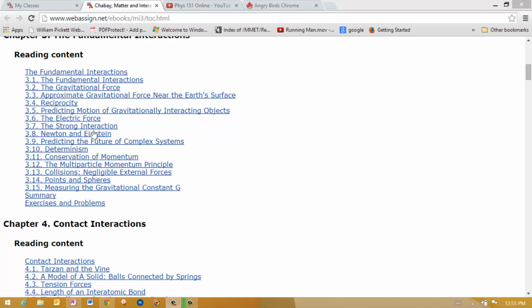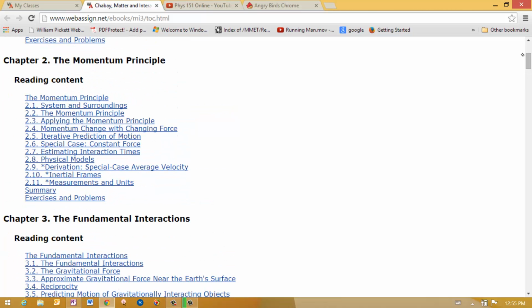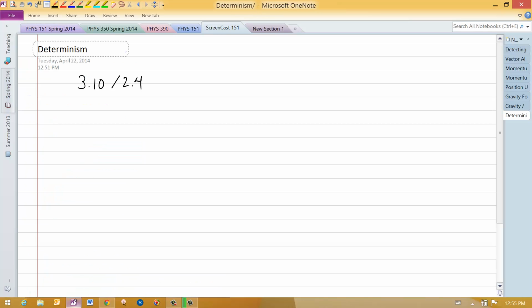So today I want to talk about determinism. Chapter 3, Section 10. This also relates to Chapter 2, the iterative prediction of motion. They are very closely related, so those are two sections I want you to pay close attention to.